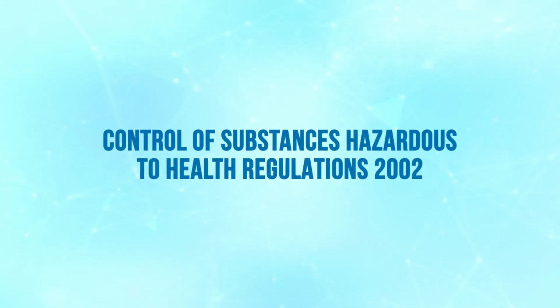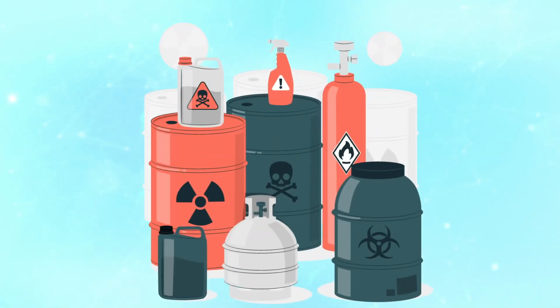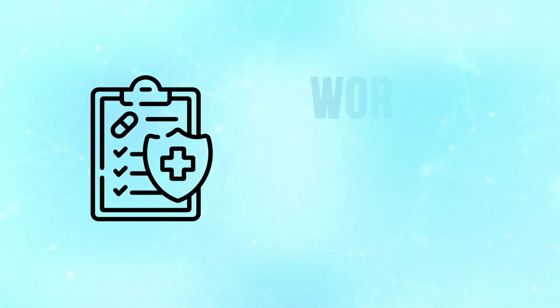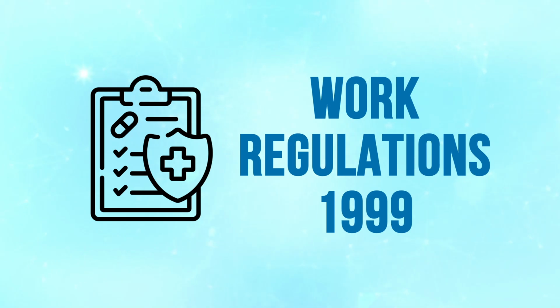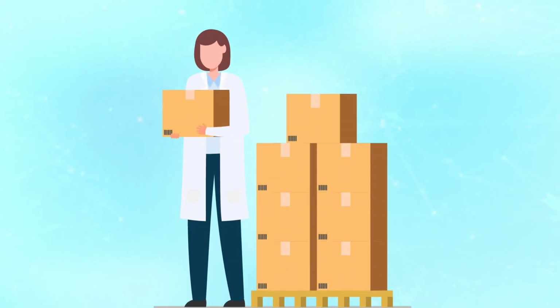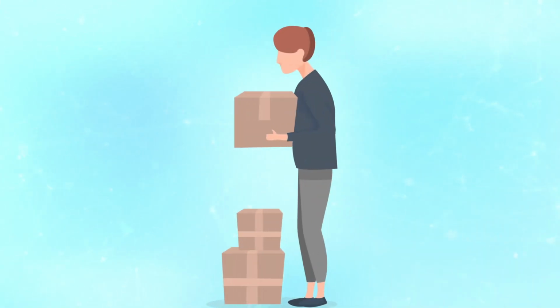The Control of Substances Hazardous to Health Regulations 2002, also known as COSHH, are legal guidelines as to how potentially toxic or poisonous substances should be handled and stored. The Management of Health and Safety at Work Regulations 1999 guides and influences health and safety protocols in the workplace. And the Manual Handling Operations Regulations 1992 ensures that the handling of persons or heavy objects is done in a manner that ensures the safety of all those in the vicinity.